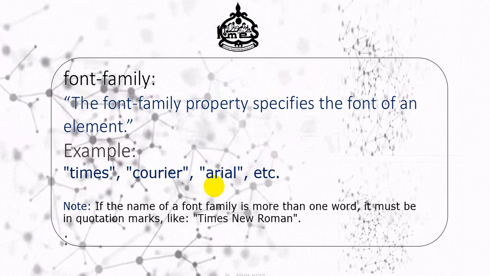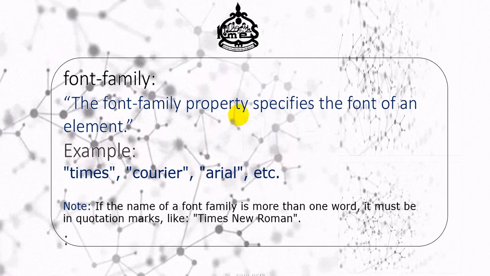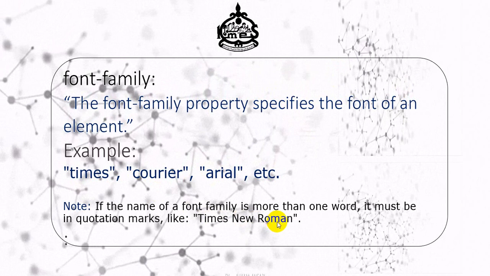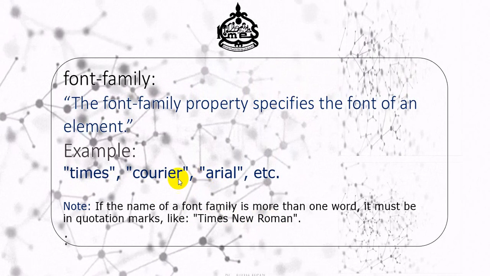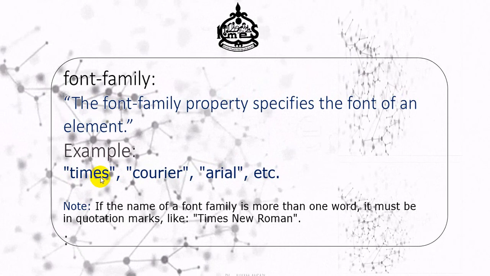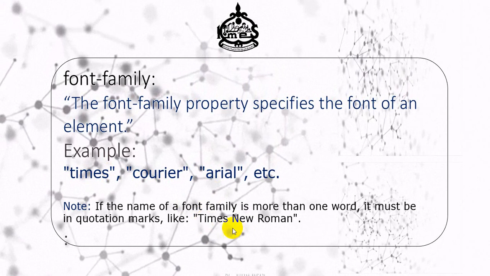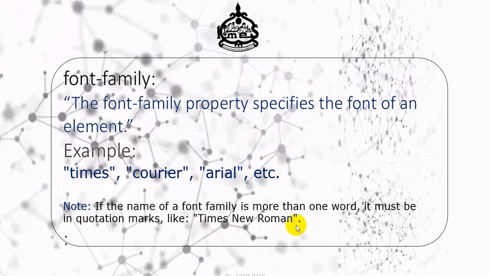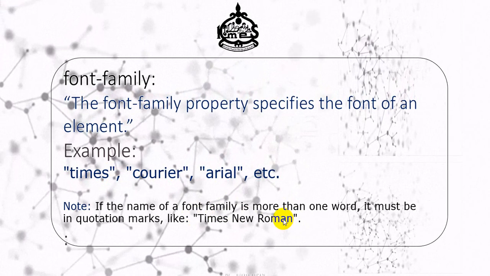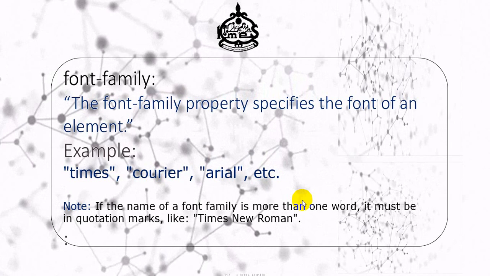Okay, and font family can have a single word like Times, Courier, and Arial, and can have more than one word like Times New Roman. But the difference is, if you use a member which has only one word, no need to write any double quotes. And if you have a member which has more than one word like Times New Roman, you have to put double inverted commas at the start and end of that particular member. Okay, so let's have a look at how we are going to apply it.